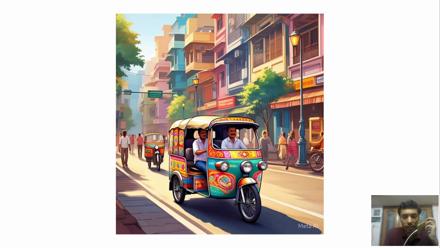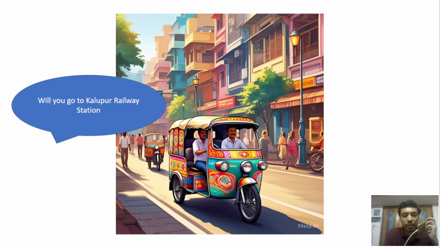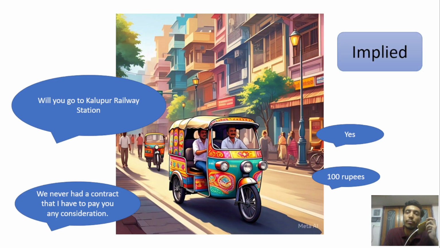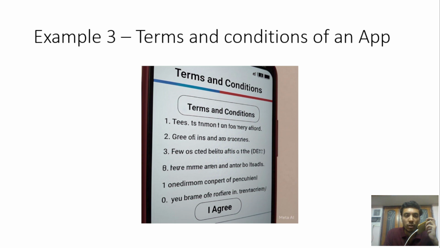The same goes with an auto rickshaw. When you stop an auto rickshaw, sit in it and tell him to drop you at any station or place, then there is an implied contract that he will take care of you, and in consideration you pay him. It is implied what conditions or roles you have to play.